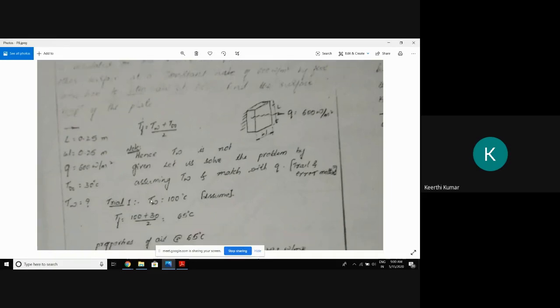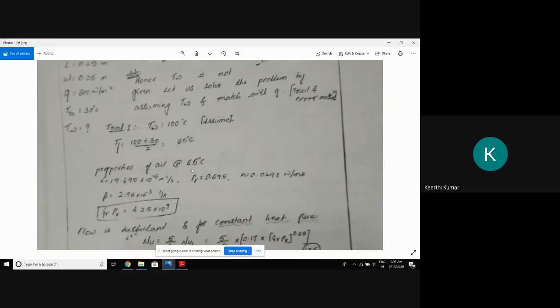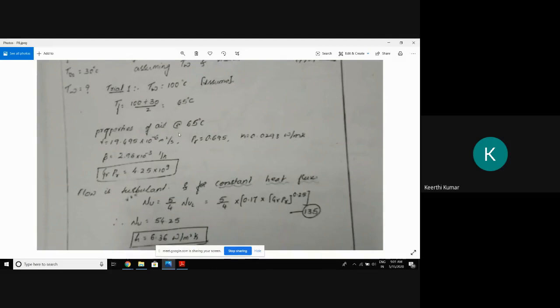Just right now, for instance, let us assume T wall as 100 degrees centigrade. Because Q by area is given, we will match by taking the value of T wall as 100 degrees, and see whether it suits or not. Then we get TF as 65, and you take the properties of air at 65.